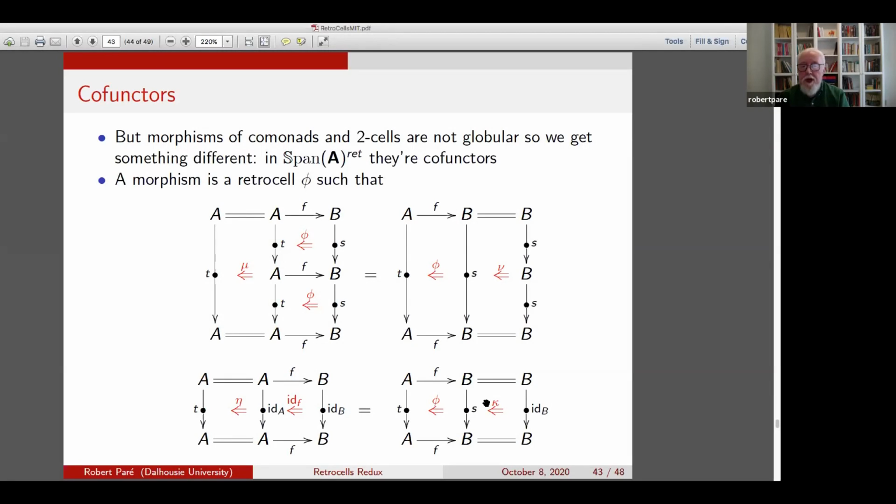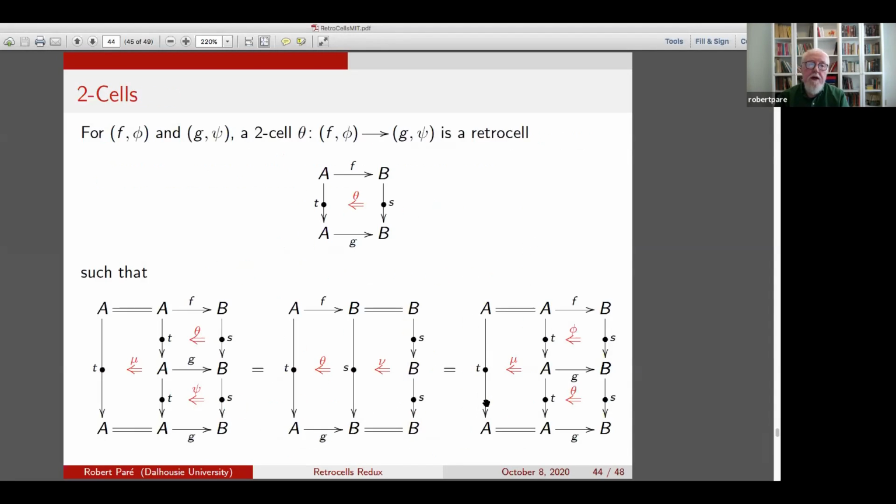But yeah, the whole point is that although the structures are globular, the morphisms are not, and so now in Span Ret you get cofunctors. Okay, so you're just looking now at morphisms of monads in Span Ret. So this is where the other kind of morphism of monads that you see in Street occurs. They're retrocells. Okay, so this is that, and you also get two cells, which I'm rushing for time here, so I'll just do this quickly.